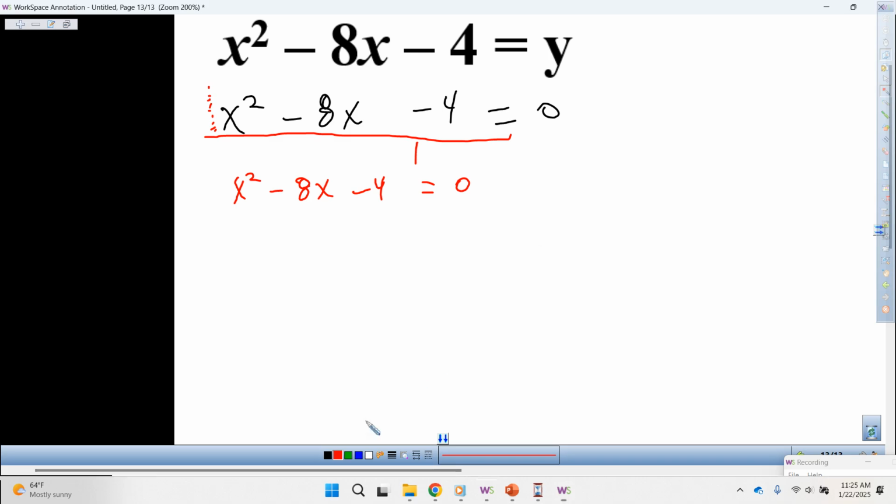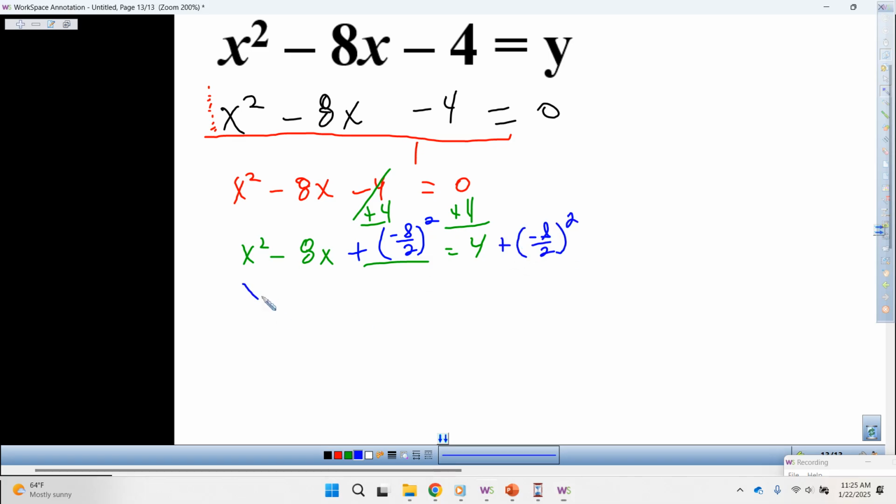Continue, Gabriel. What do I do from there? Get rid of the constant, so what do you do? Add 4 to both sides, so we end up with x squared minus 8x, empty space, equal to 4. Continue, Rachel. What do I do from there? Plus what? Negative 8 over 2 squared to both sides. We end up with x squared minus 8x plus 16 equals 4 plus 16.